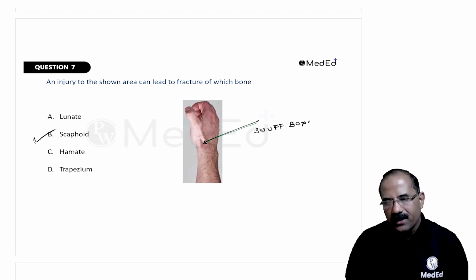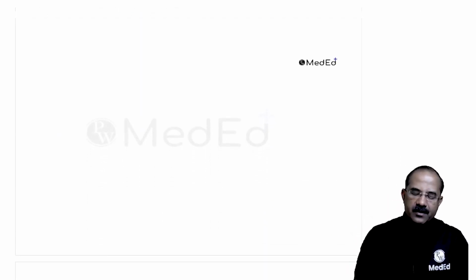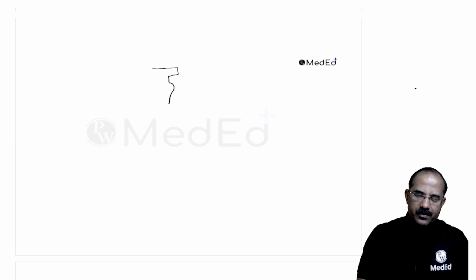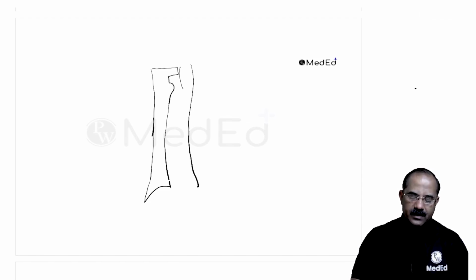Can anyone tell me the boundaries of the snuff box? See, I'll make a slide for you. Just remember this slide. Look how beautiful a slide I make. That's the head of the radius. That's the neck of the radius. That's the radial tuberosity. And children, this radial tuberosity is what type of epiphysis? Again, traction epiphysis. So that's the radius. That's the styloid process of the radius. That's the ulna. That's the styloid process of the ulna.